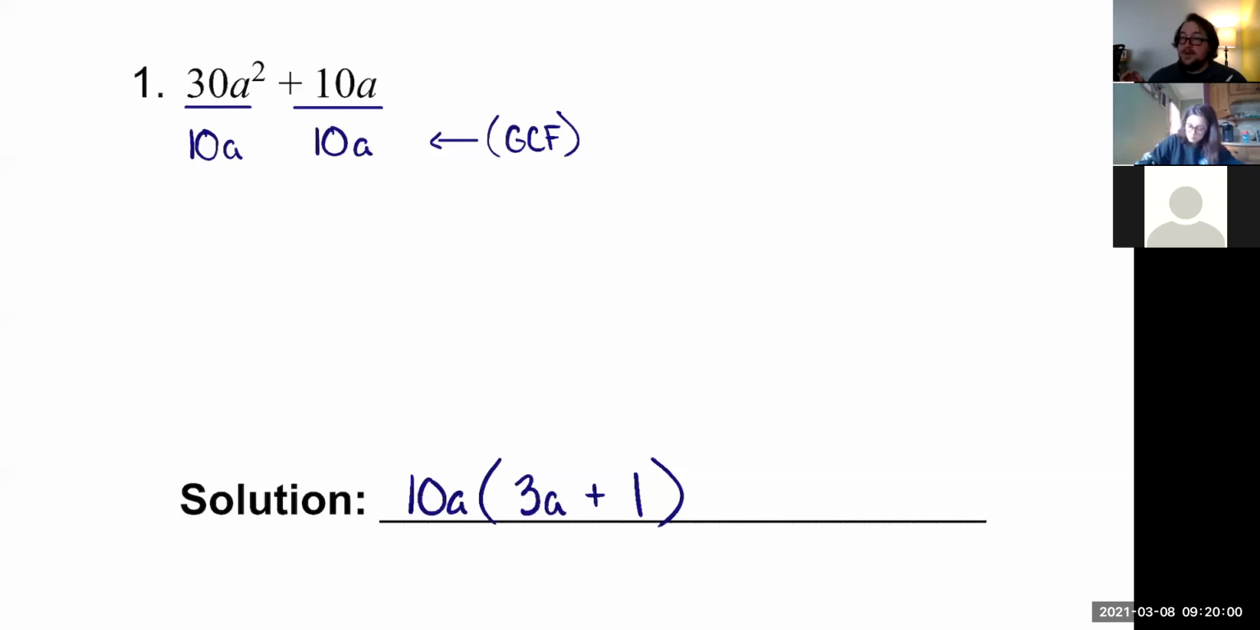Quick reminder, if you're wanting to do a quick mental check, just ask yourself, would I get back to the beginning if I were to go back and distribute that 10a back into the parentheses? Because that's what we want to make sure still holds true. So the greatest common factor on that one was 10a. We divided it out, set it to the side, and this is where we got.